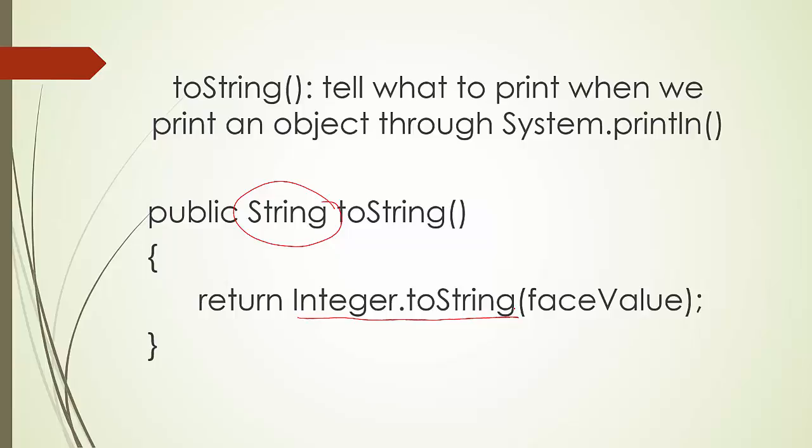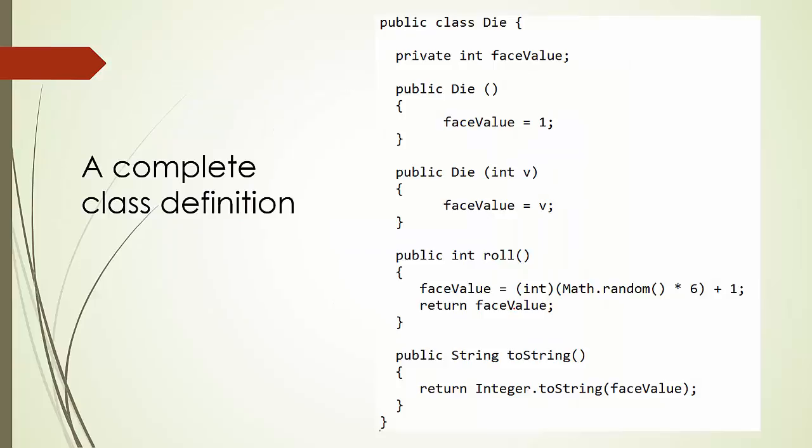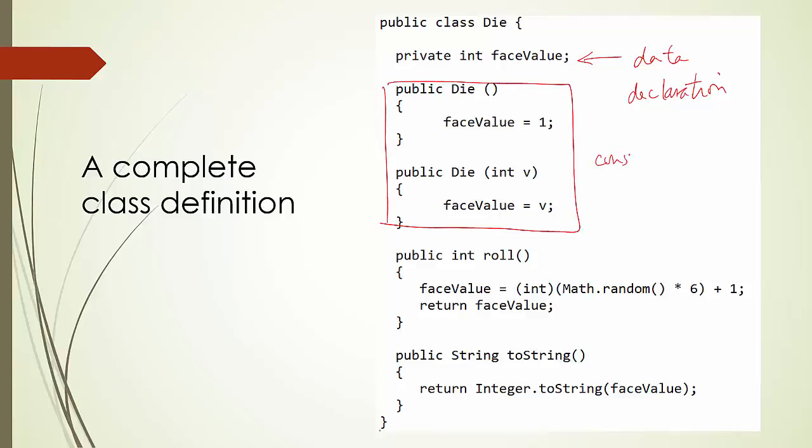We now can develop the class of dice as follows. We include the data declarations and also all the methods inside class Die. We have one data variable, faceValue, two constructors, one without parameter, and the other with a single integer parameter, and two other methods. One is roll for rolling a die, the other is a toString method for printing out the object.